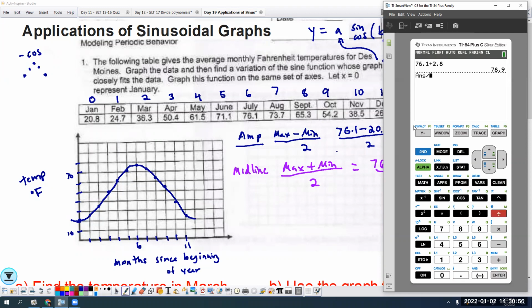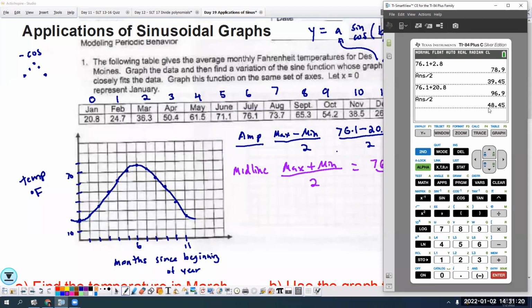20.8 divided by 2. So it's going to be 39.45. Wait, I feel like I typed something wrong there. Oh, yes, I did. Oops. 76.1 plus 20.8. That seems kind of low. Divided by 2. There we go.